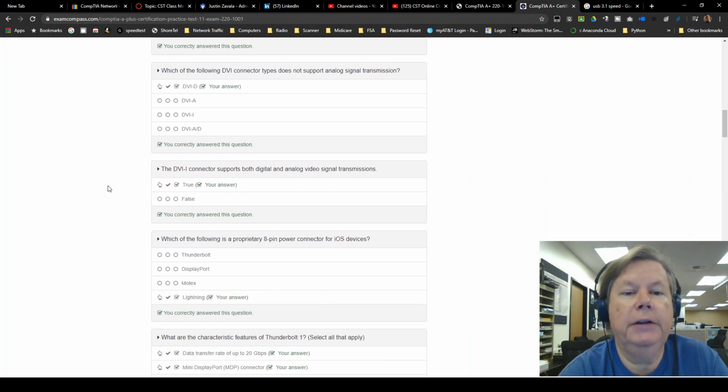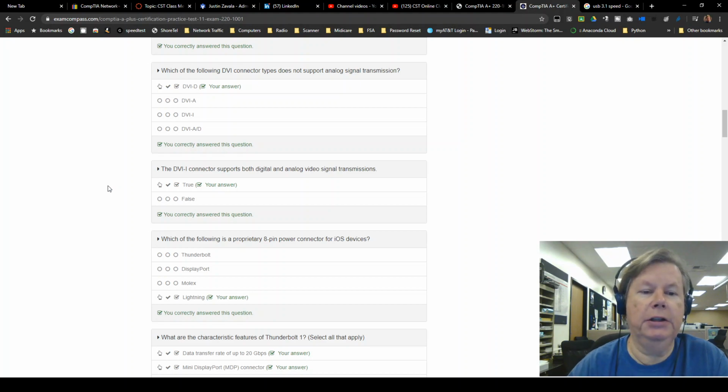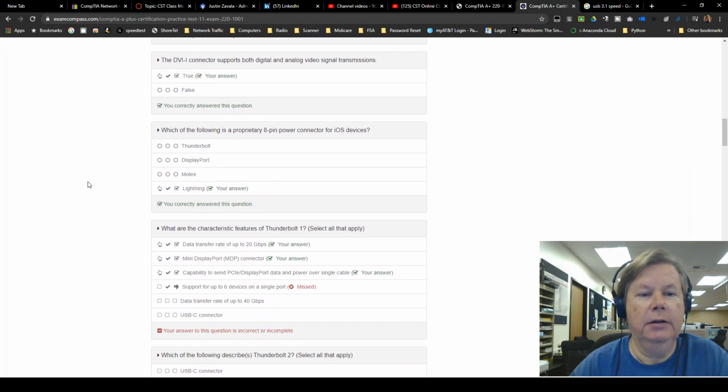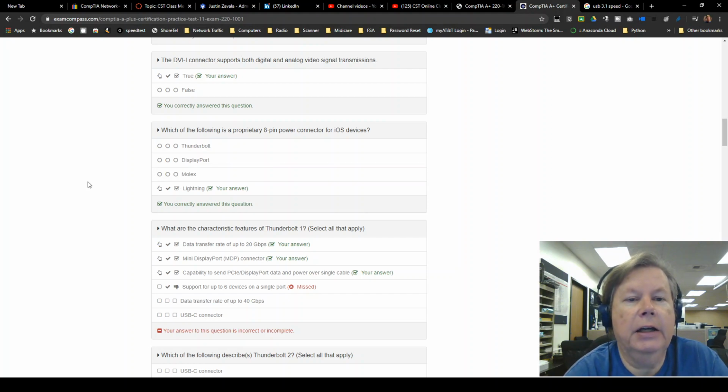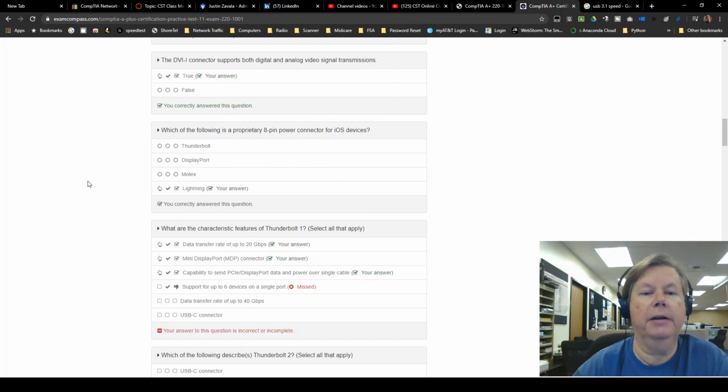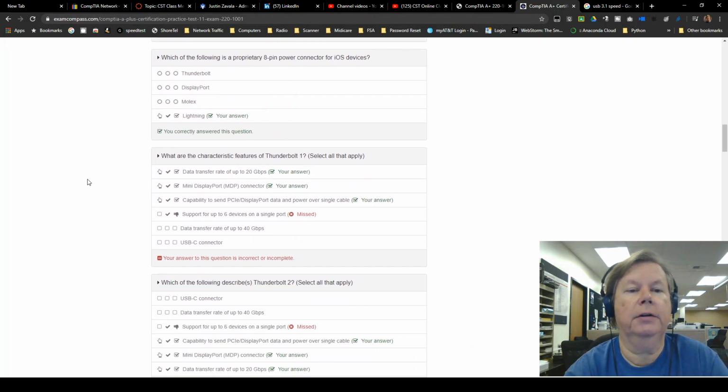Which of the following DVI connector types does not support analog signal transmission? That would be DVI-D. That's a purely digital connection, a purely digital signal that goes through that. Following question, a DVI-I connector supports both digital and analog video signals. Well, yes, that is true. I think we went with that. I think we talked about that.